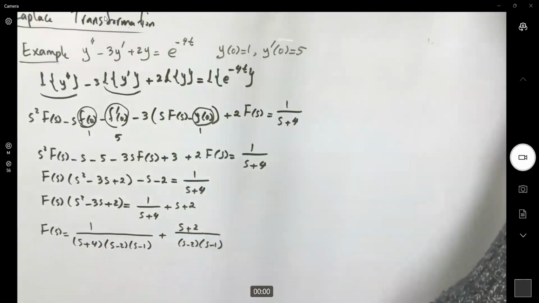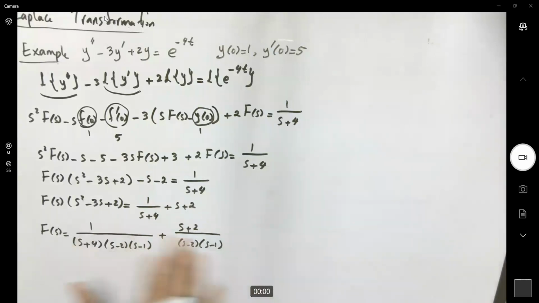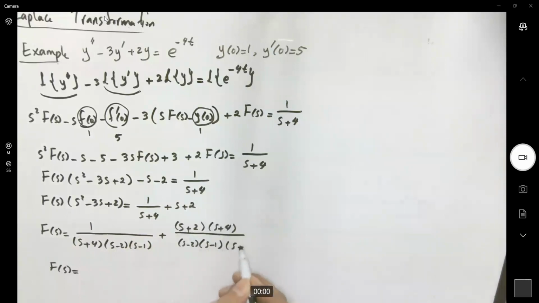Very good. Here we can take the common denominator between these and combine the numerators. Pure algebra. F of s becomes, well, you multiply this second term by s plus 4 over s plus 4, and you get s plus 2 times s plus 4, and the numerator s plus 3... divided by s plus 4, s minus 2, and s minus 1. Very good. Let's see if we can simplify this more.